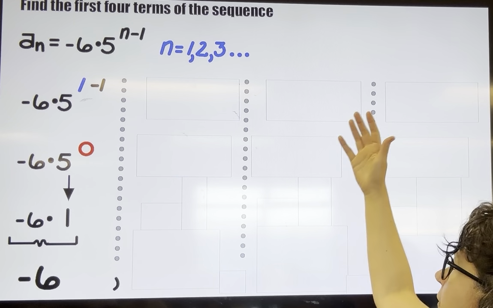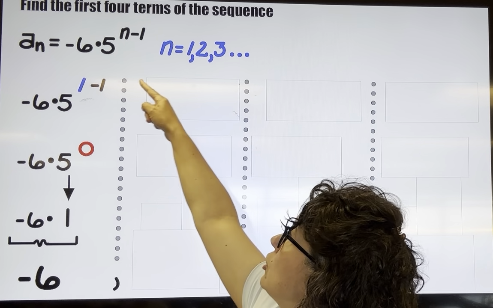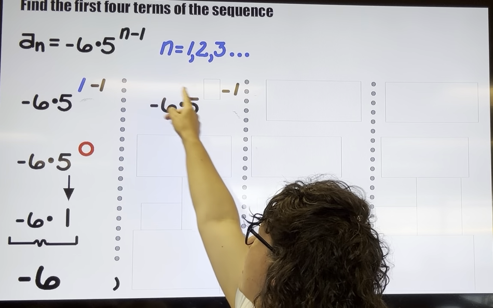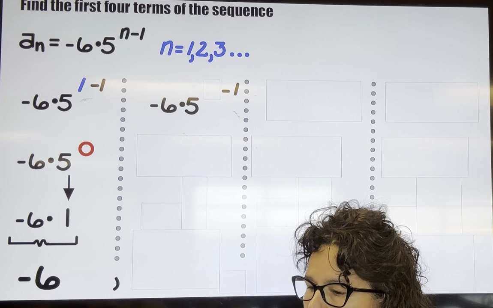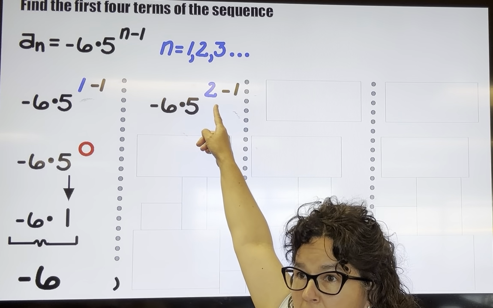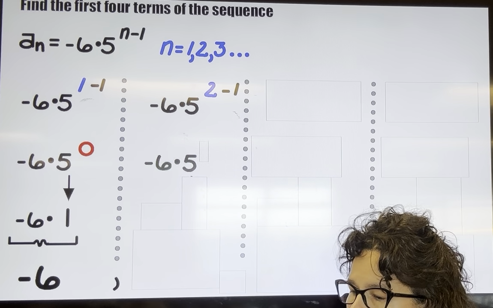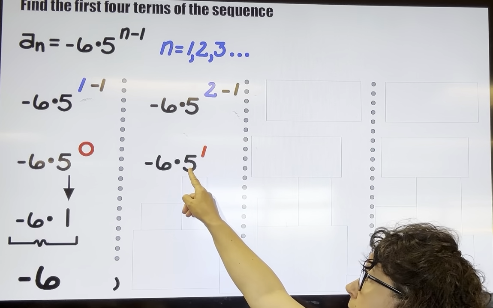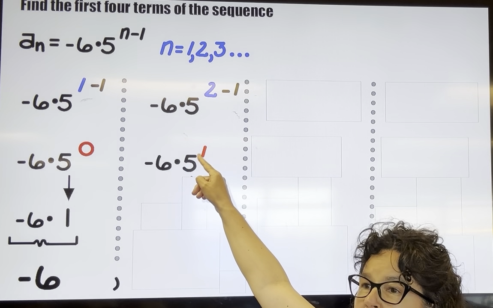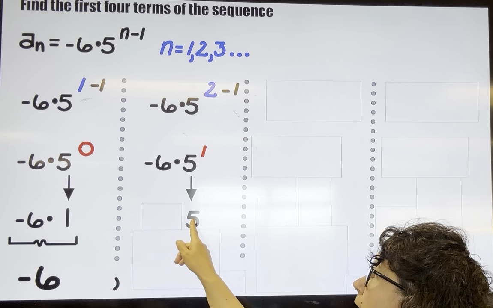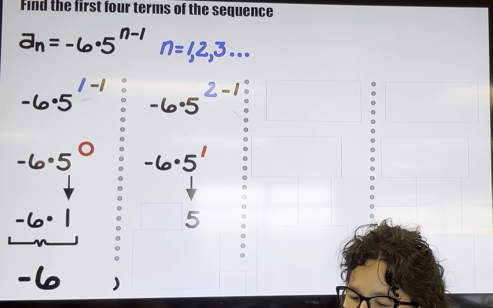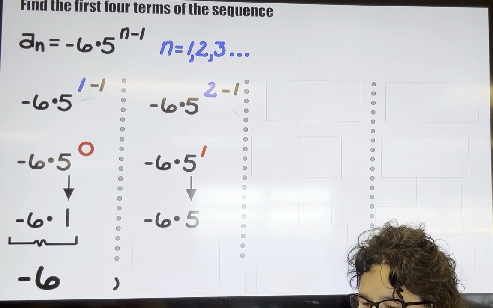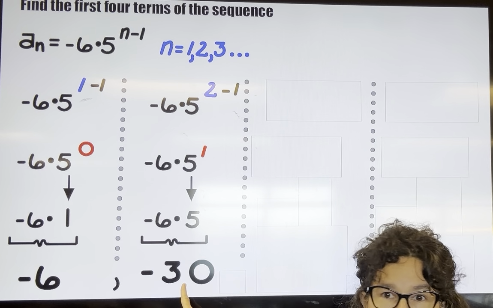Okay, then we want to find the next one. So I'm going to plug 2 into this same little equation. So I'm going to replace the n in the exponent with the number 2. I'm going to find the answer to the exponent. 2 minus 1 is 1. Then I want to do the exponents next. 5 to the first power. Anything to the first power is itself, so it's just 5. We still have times negative 6. And negative 6 multiplied by 5 is negative 30, and that's my next one.